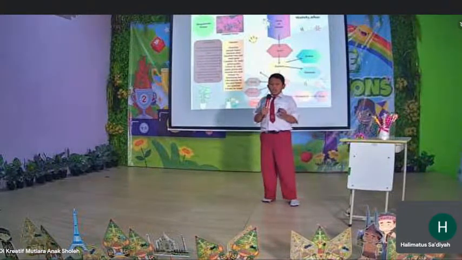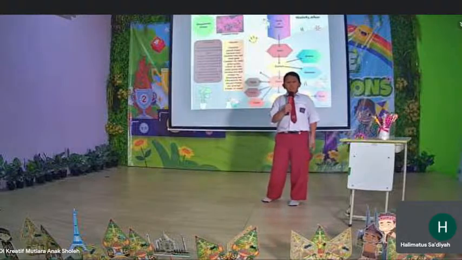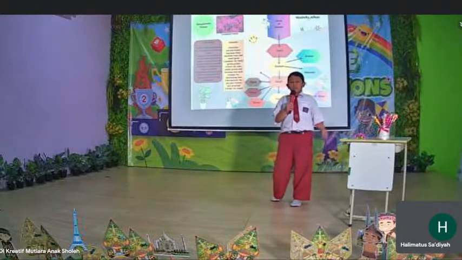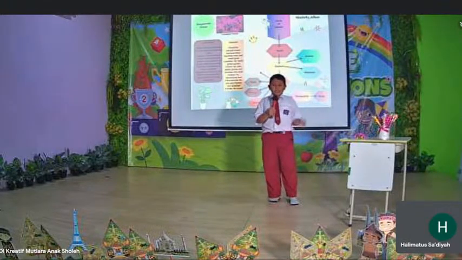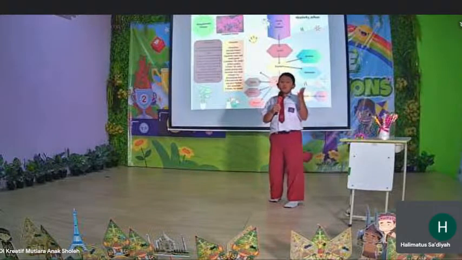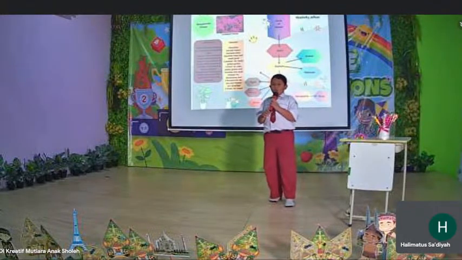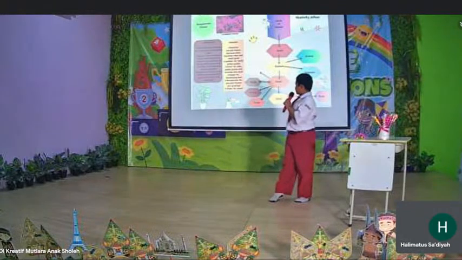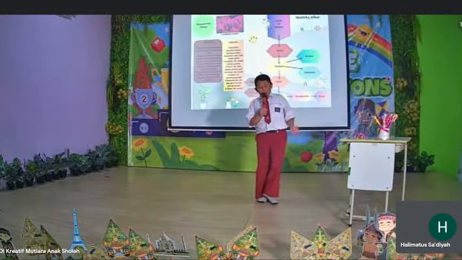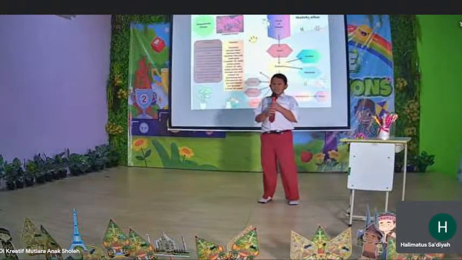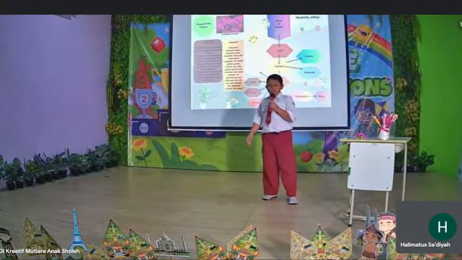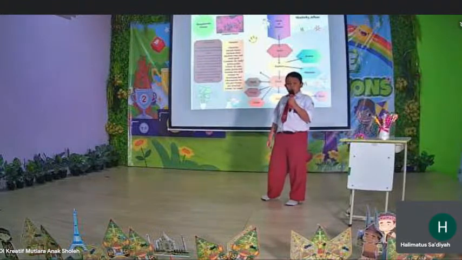And the third, we're going to pistil. Do you know what is the function of the pistil? The function of the pistil is to collect pollen grains and make them into seed. And now we're going to the fourth. Do you know what is the function of the sepal? Sepal is for developing bud. And now I'm going to the fifth. The fifth is receptacle. Receptacle is for any part of flower to be attached.